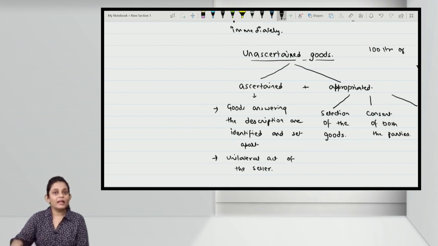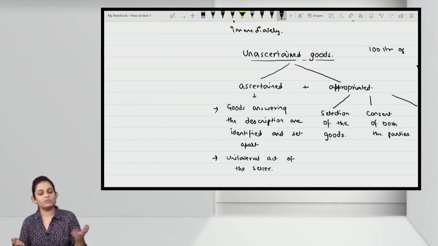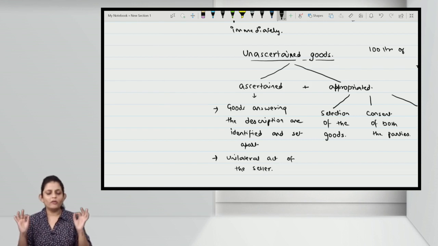What is ascertained? As per the description, the goods are set apart. Now once the goods are set apart, the parties confirm with each other so that the final delivery can take place. This is what appropriation is. I'll give you a very simple example.